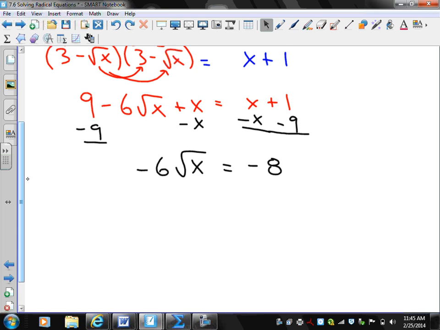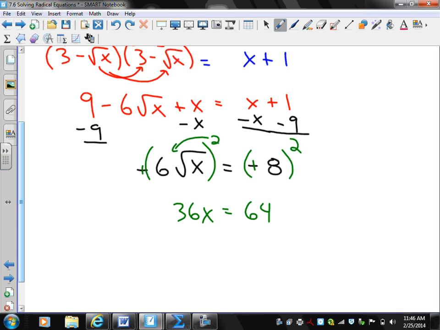So I'm going to do a little cleanup before I square both sides. I'm going to multiply both sides by negative 1. Let me make both those positive. And that's really it. That's all the cleanup I'm going to do at this point. I could divide both sides by 6, but then I get a fraction over on the right side. So I'm just going to go ahead and square both sides at this point. And just be careful, you have to square the 6 as well, right? So I'm going to get 36x equals 64.